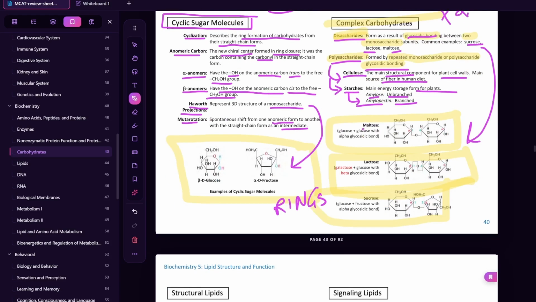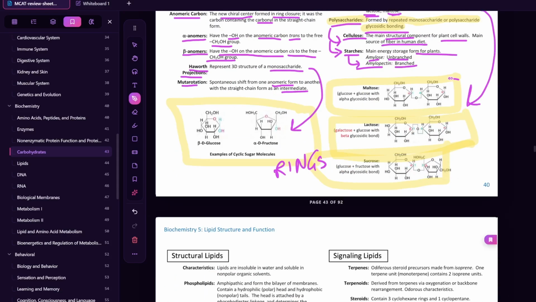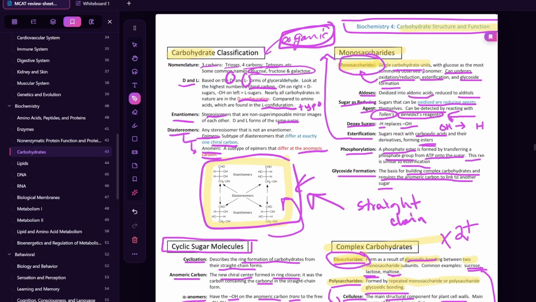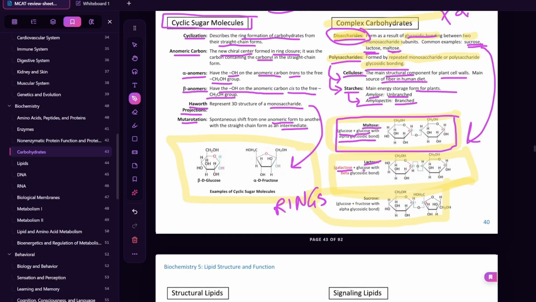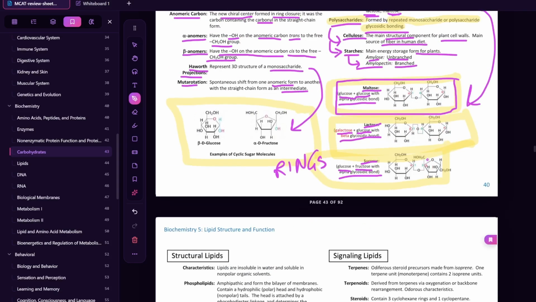And then for maltose, lactose, and sucrose, you also have to know how they are bonded together and what they are. So maltose is basically a glucose monomer with a glucose monomer, and they bond by an alpha glycosidic bond. Lactose is 2 monomers as well, because we're talking about disaccharides, so it's always 2 monosaccharides. So lactose is galactose plus glucose with a beta glycosidic bond, and then sucrose is glucose plus fructose with an alpha glycosidic bond. So there you go.